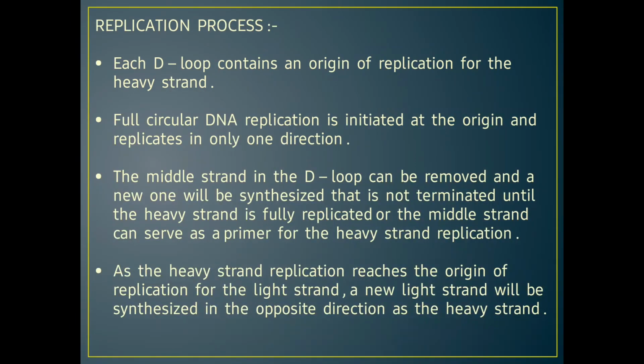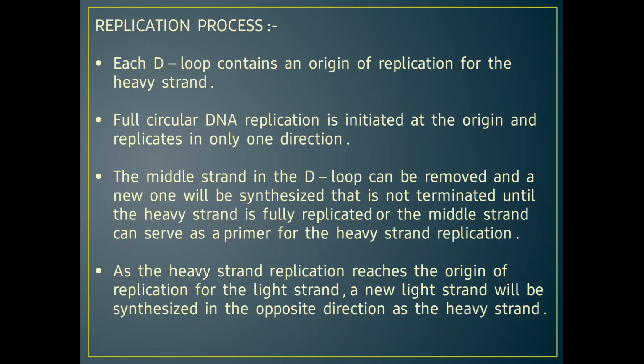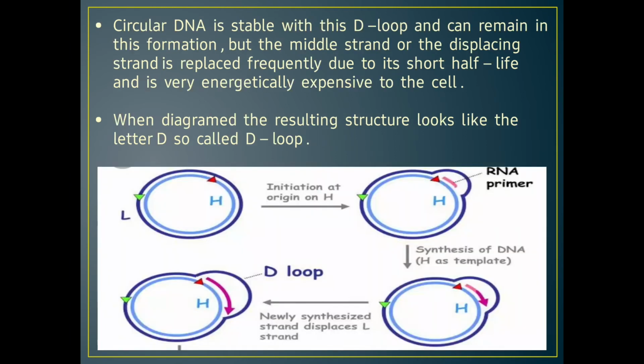Now we can see how the replication process occurs. Each D loop contains an origin of replication for the heavy strand. We have said before that the heavy strand is present. The full circular DNA replication is initiated at the origin and replicates in only one direction. We have seen here it replicates in only one direction. And the middle strand in the D loop can be removed and a new one synthesized that is not terminated until the heavy strand is fully replicated, or the middle strand can serve as a primer for the heavy strand replication. We have said before that there will be three strands, right?